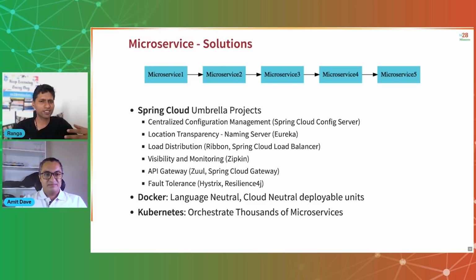Let's first start with how you build a microservice, right? Microservices can be built in any language. There is no language constraint as such. A microservice can be built in Java, it can be built in Node, it can be built in maybe something like Python or Go these days. Yeah, C sharp, Go. So it's language neutral, right?